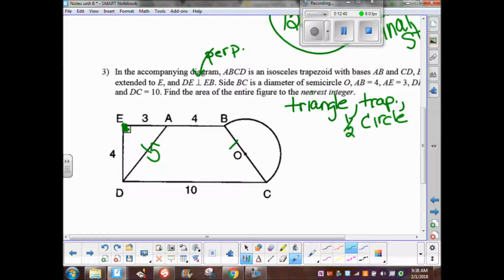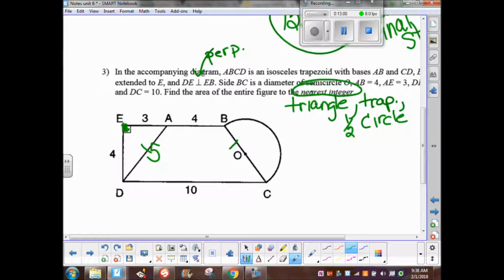So some things are listed on the picture and some aren't, so that's why it's important to read everything. DC is 10. Find the area of the entire figure to the nearest integer. So we're going to need to round in the end to the nearest integer.